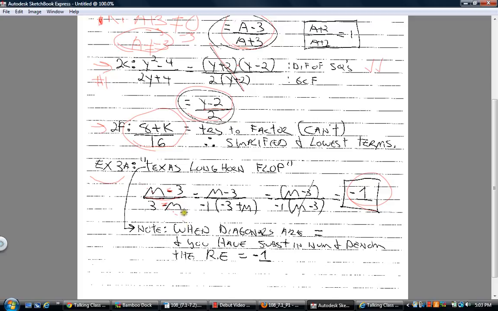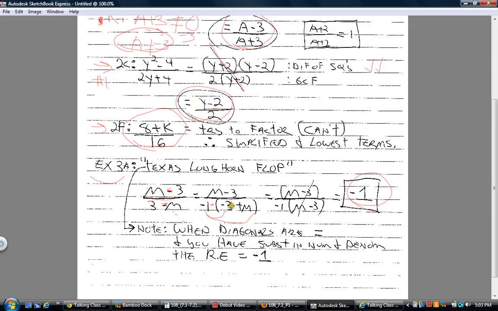Now how does that happen? Here we're going to do some hocus pocus. I'm going to leave the numerator completely alone. And down here in the denominator is 3 minus m. I am going to pull out a -1. Well, why are you doing that? Because when I pull out a -1, I'd have to multiply by the parentheses -3 plus m to get 3 minus m.